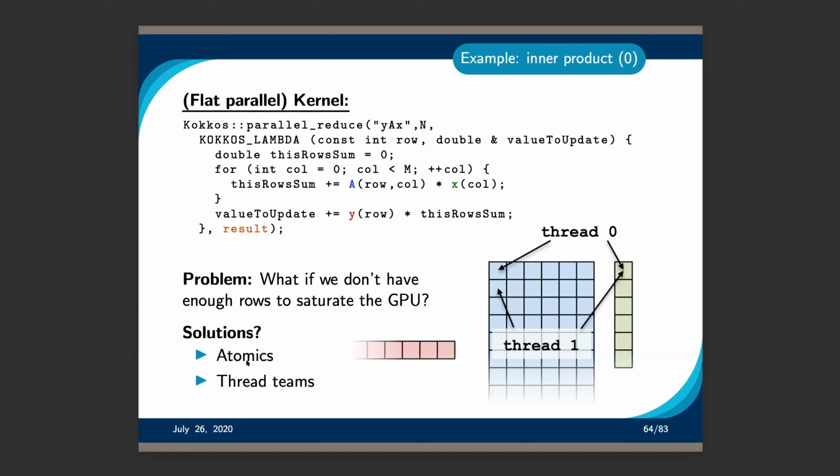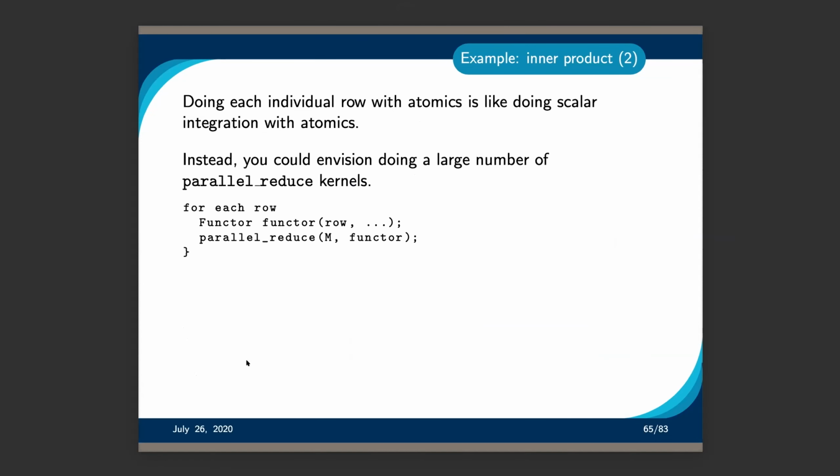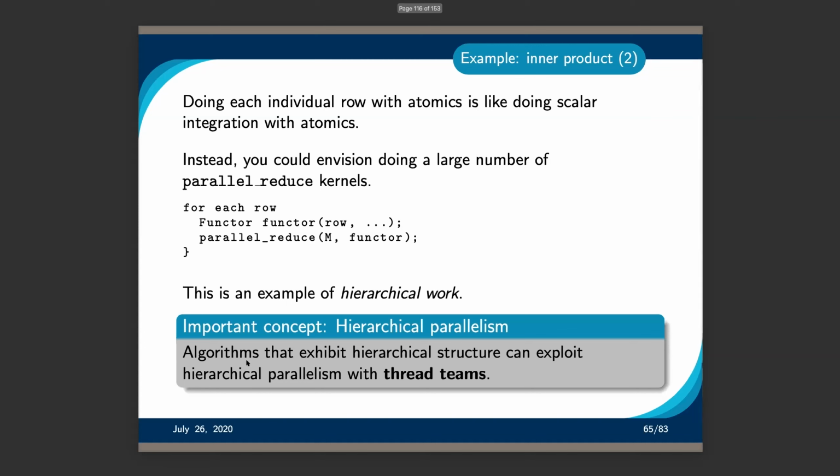The other option here is we use these thread teams, right? Okay, click. The atomic stuff, as I said, I'm not going to talk too much about this here. Basically, it's really scalar integration with atomics, which is kind of stupid. But what you could envision is that for each row, we do reductions, right? The inner loop here is the parallel reduce, or a reduce kernel, over the row.